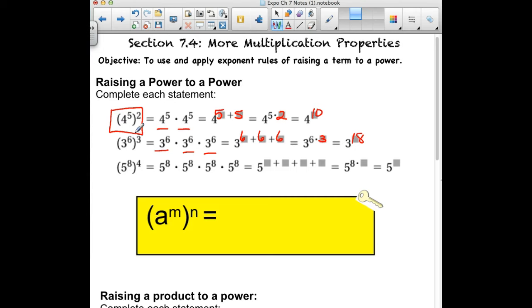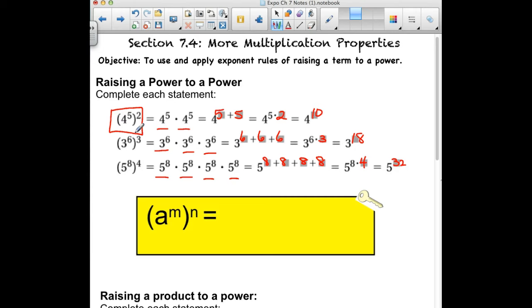Our third example, 5 to the 8th to the 4th power. So again, we have 4 of those expressions, 5 to the 8th. We can add our exponents since our bases are the same. And adding 4 8s together is the same as 8 times 4. So we have 5 to the 32nd power.